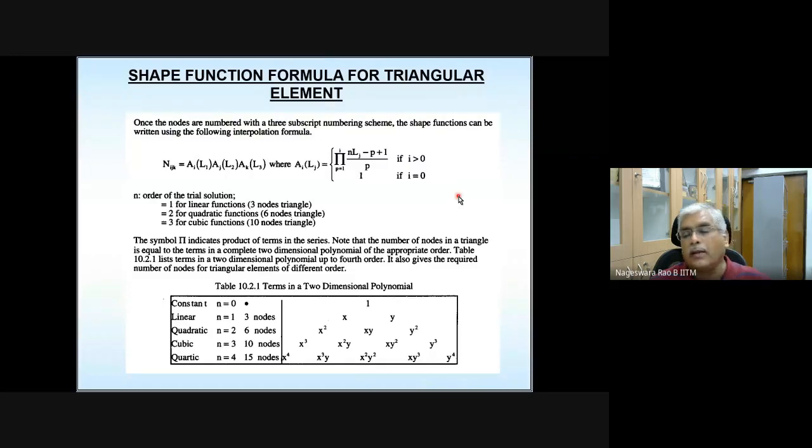So once you have this information, once you know how to label the nodes using the L1, L2, L3 concept, and then if required, you convert into a whole number and use this labeling of L1, L2, L3, and then make use of this formula, and you can write these shape function expressions. So please take a note of this.